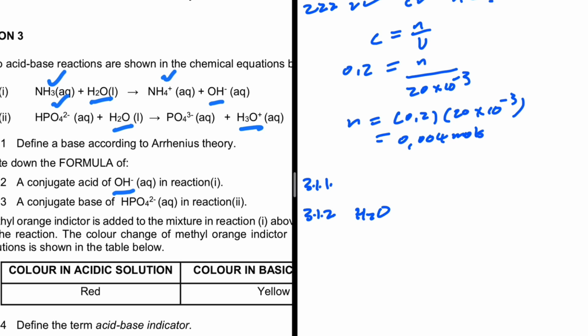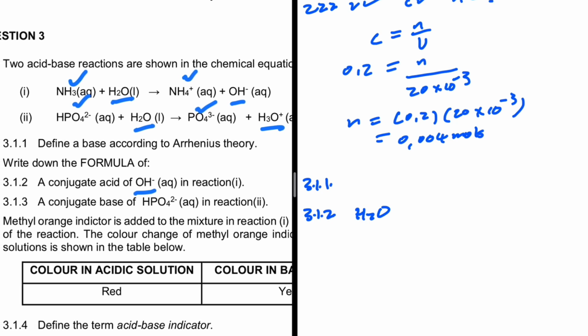And then HPO4 to the 2 minus donates a proton to become PO4 to the 3 minus. So what can we say about that? PO4 to 3 minus is the conjugate base of HPO4 to the 2 minus, because it is what is left after the acid has donated a proton, like we are emphasizing. So the answer to 3.1.3, PO4 to the 3 minus. And why is that so? It is what is left after an acid has donated a proton.